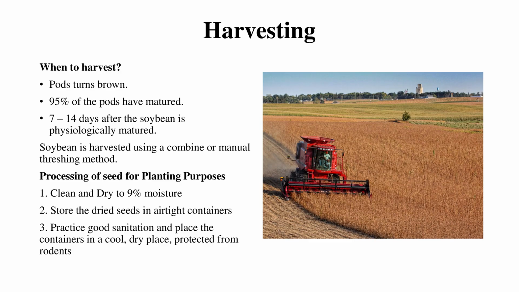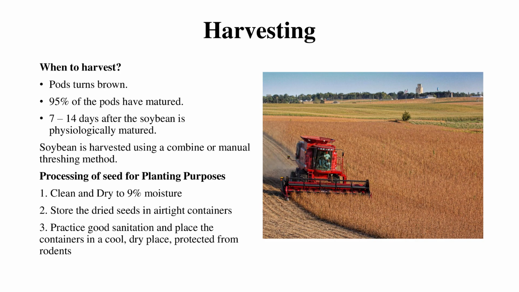In terms of harvesting soybean, when to harvest? When pods turn brown and 95% of pods have matured, 7 to 14 days after soybean is physiologically matured. Soybean is harvested using a combine or the manual threshing method.